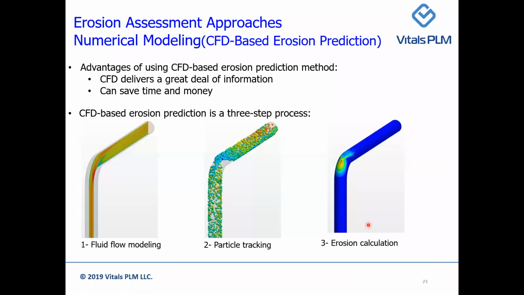Erosion prediction equations can be implemented into CFD software for erosion calculations, and then erosion rate is obtained in CFD as the mass of wall material removed per unit area per unit time.